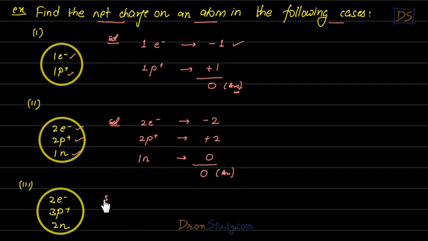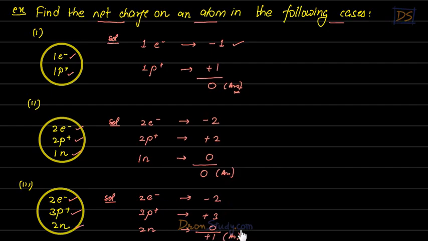Now let us do this question, students. Here in this atom, there are 2 electrons, 3 protons and 2 neutrons. Because of these 2 electrons, there will be -2 charge. Because of these 3 protons, there will be +3 charge, and because of these 2 neutrons, there will be 0 charge. So if we sum all of them, we will be left with +1 charge, students. So that is our answer, that inside this atom there is +1 charge.